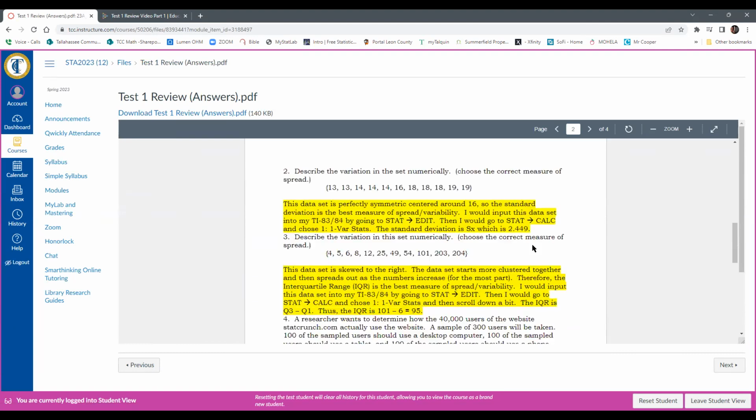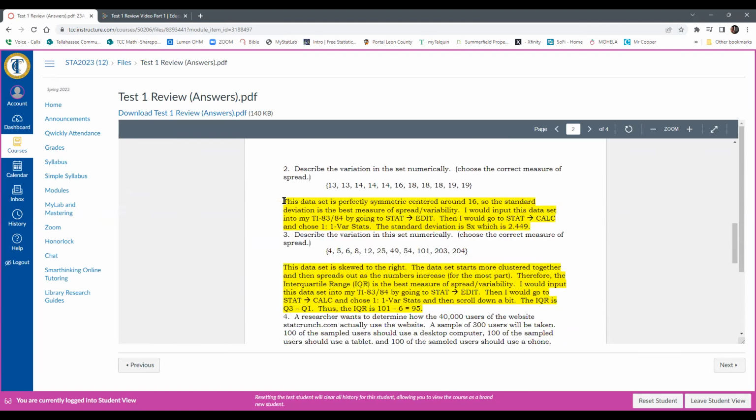See what he did? You see the data set is perfectly symmetric, whereas in our head, we saw that it was barely symmetric. It's centered around 16. 16 would be the mean or the mode. So this one says the standard deviation is the best measure of spread or variability. That's the idea behind that. You input this data into the TI-83 by doing this, and then it gets you the standard deviation.